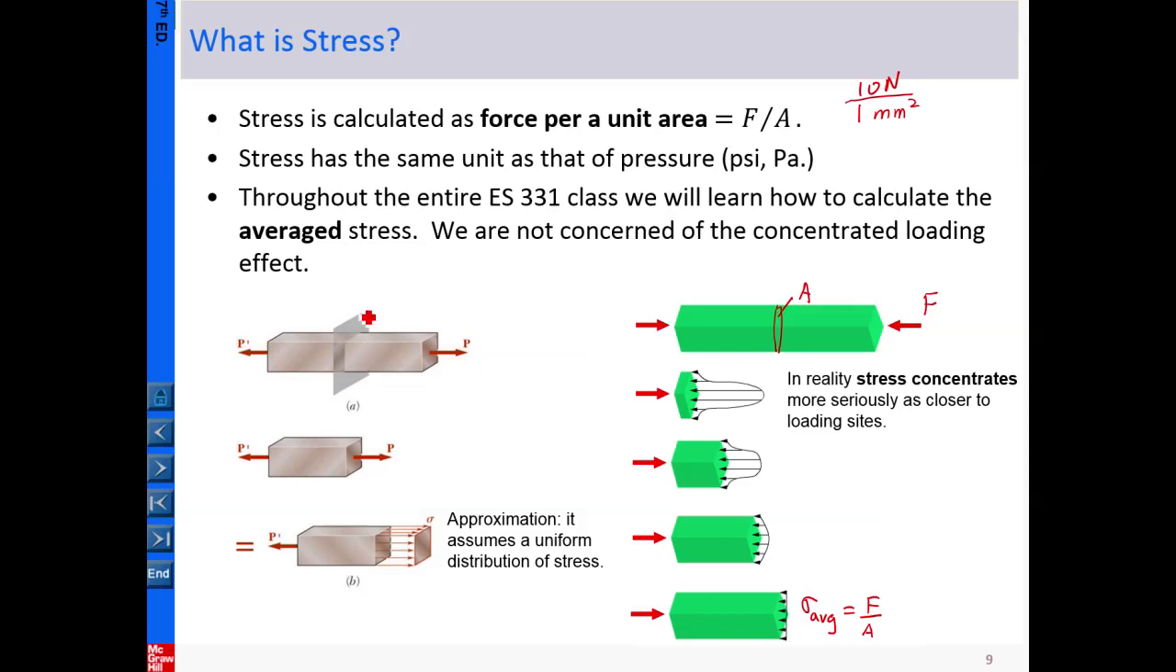The same thing is repeated here. If we pick a cross-sectional area that is very far away from where the loading is applied, then in that cross section we can estimate the average stress. Again, that is F divided by A, and sigma is equal to that. Sometimes people say average to emphasize, sometimes not. In this class, unless otherwise pointed out, all the stress calculations are based on the average sense, so keep this in mind.